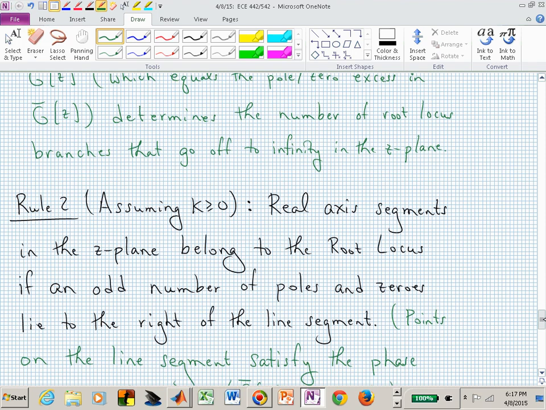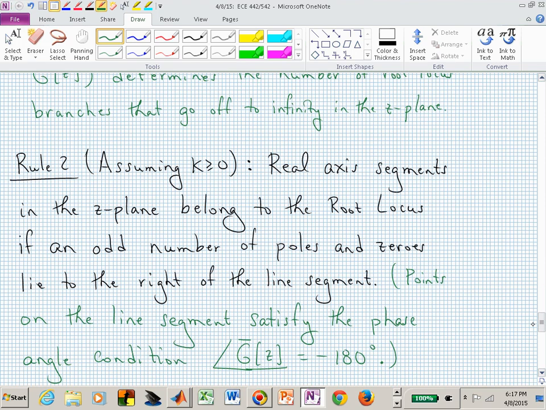Rule number 2. Assuming a non-negative gain, k, this now just tells us which of these line segments on the real line belong to the root locus. Real axis segments in the z-plane are defined by where your poles and zeros are. Those are slicing up your real line into segments. Real axis segments in the z-plane belong to the root locus if an odd number of poles and zeros lie to the right of the line segment.